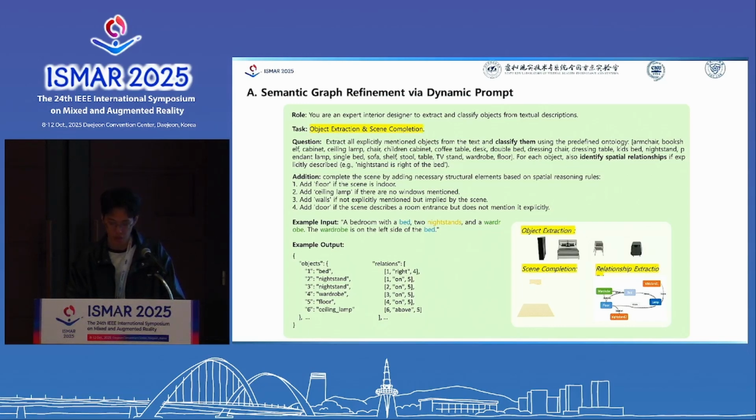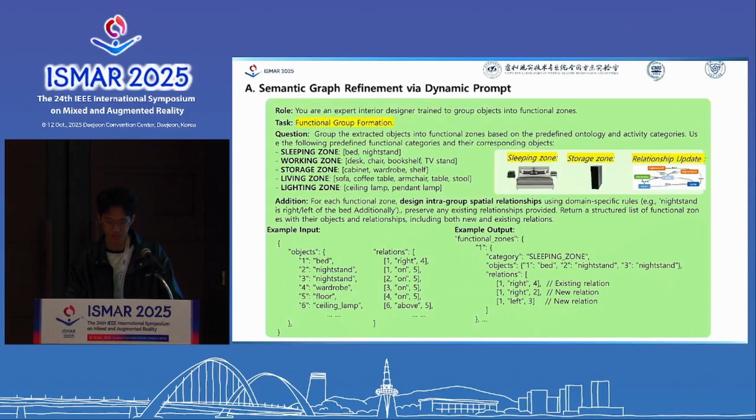Take the example prompt: a bedroom with a bed, 2 nightstands, and a wardrobe. The wardrobe is on the left side of the bed. The model extracts these objects and then automatically adds floor and ceiling labels. The output is a structured graph of objects with their spatial relationships.